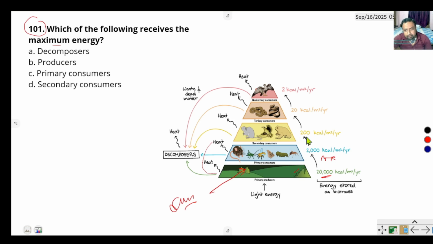Then primary consumer, secondary consumer 200, only 10% of 2,000 kilocalorie. Then 10% of 200 kilocalorie, and so on. This rule was proposed by Lindeman. Lindeman proposed the 10% rule. That is, only 10% of energy is transferred from one trophic level to another trophic level, and 90% is used in respiration. Okay, so maximum energy is received by the producers, plants.